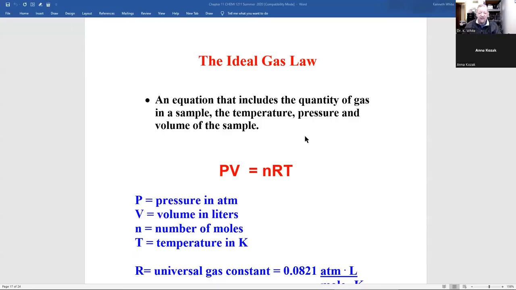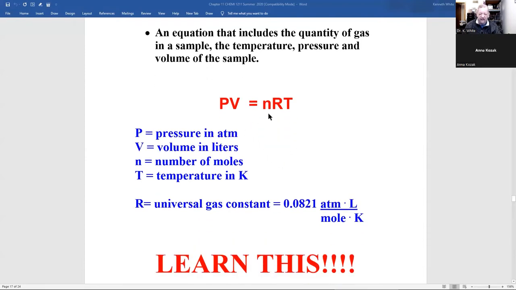All right, everybody see ideal gas law on your screen? Thank you. All right, yesterday I talked about the ideal gas law, and that is PV equals NRT. In the ideal gas law, P is pressure in atmospheres, V is volume in liters, N is the number of moles, and the temperature, T, is in Kelvin. R is the universal gas law constant. There are many ways of defining R. For this class, I will define it as 0.0821 atmospheres liters per mole K.